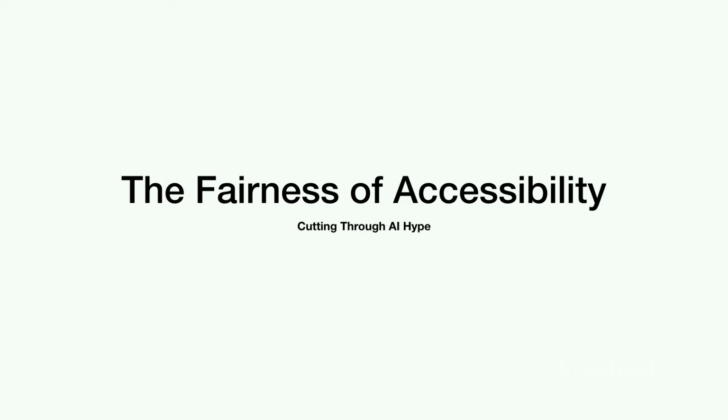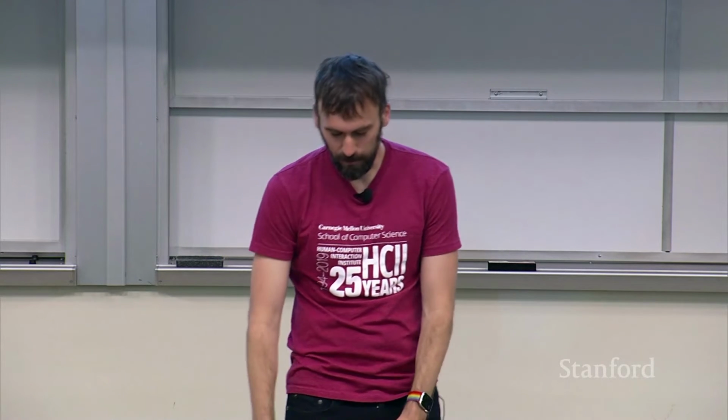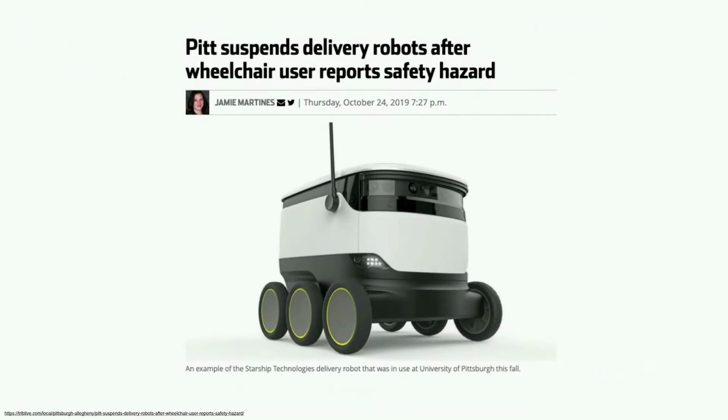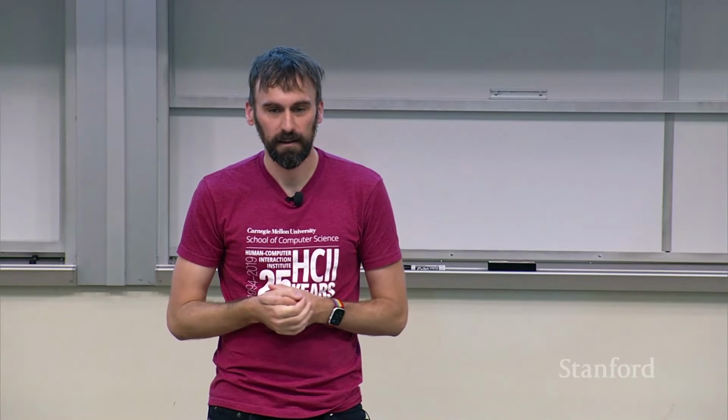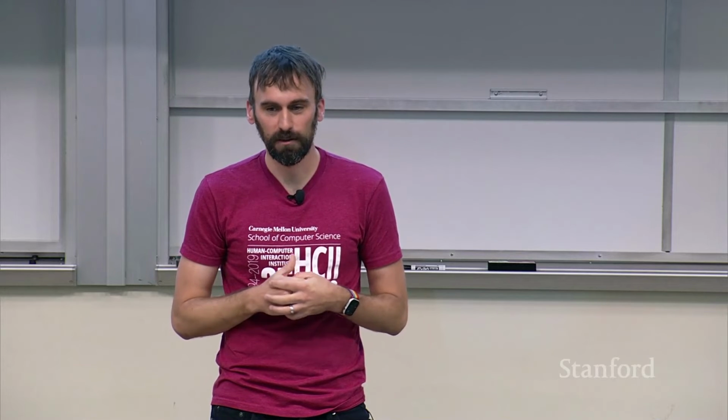Accessibility has really taught me about, well, what does it mean to develop fair ML? Lots of ways to think about this. I like to have concrete examples. Example in Pittsburgh, we had those little driving robots that were delivering food, and they had to be pulled off the road because they failed to do something that an intelligent human could do.